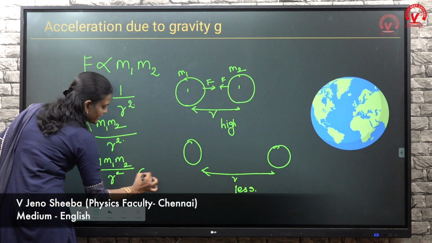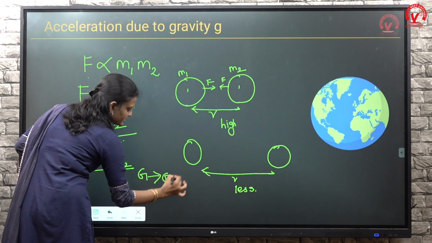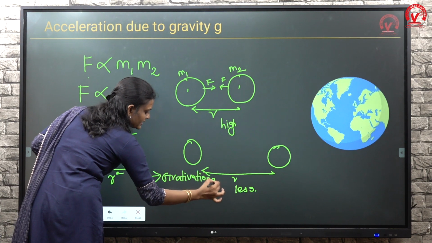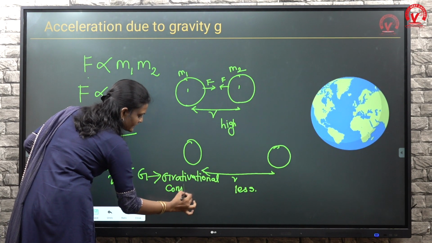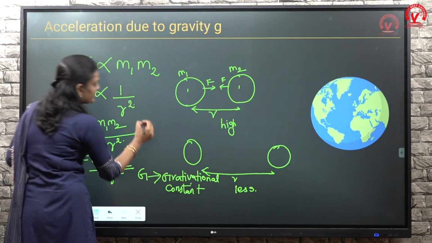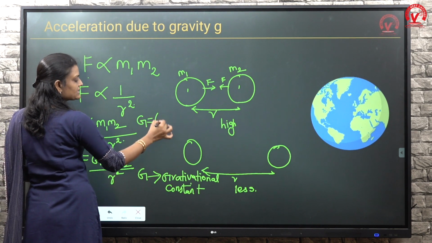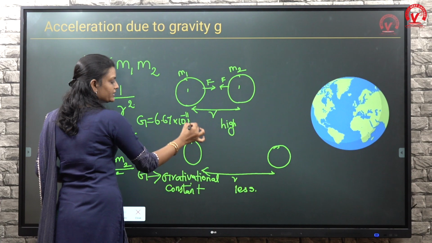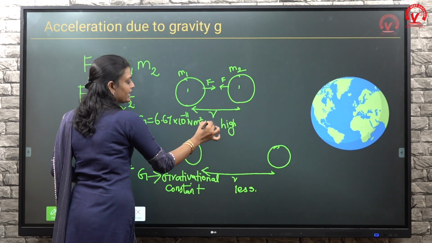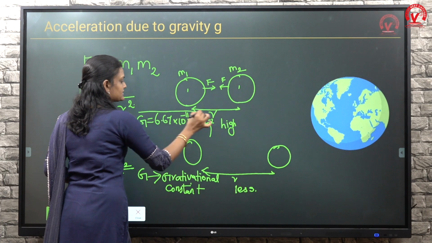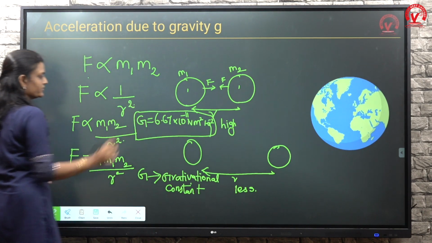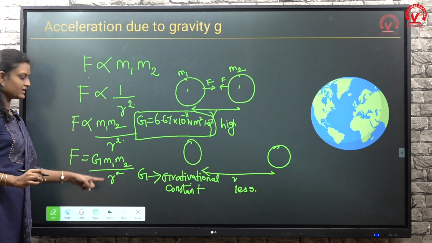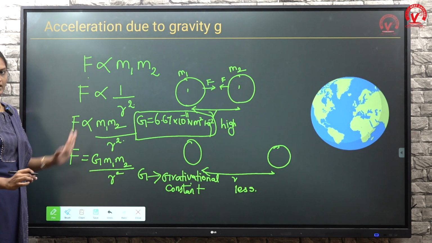G is the gravitational constant, a constant value, 6.67 into 10 power minus 11 Newton meter square kg minus 2. This is the gravitational constant value. So F is equal to G m1 m2 divided by r square. This is Newton's universal law of gravitation.